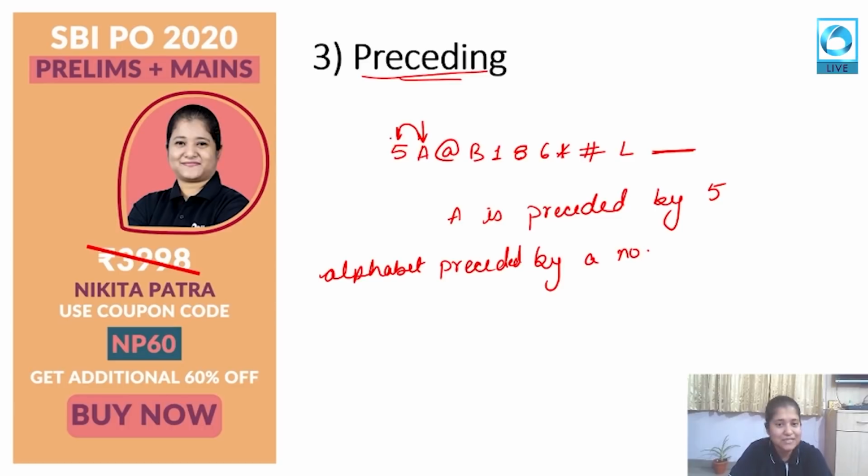So A is preceded by 5, which is a number here. B is preceded by @ so that is a special character. We'll not consider that. And similarly, L is also preceded by a special character, so that also will not be considered. मतलब ये आपका यहाँ से A उठ के यहाँ पर आ जाएगा. ठीक है, नेक्स्ट ले लेते हैं.